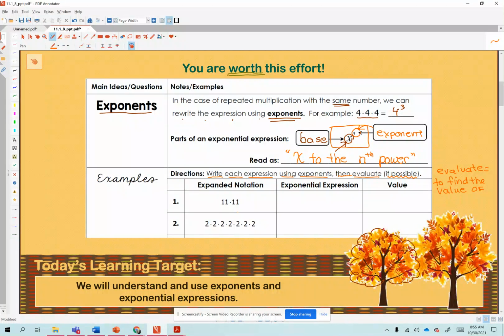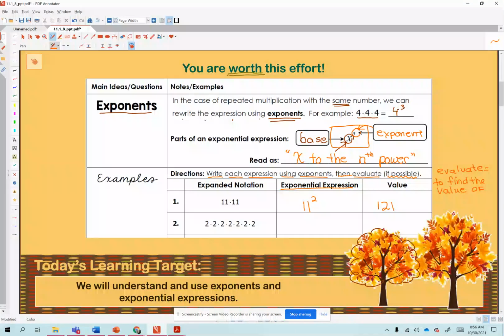So if I have 11 times 11 as an exponential expression, I will write that as 11 to the second power. Now, what is 11 times 11? You might need to use the calculators on your computers for this, or you can do it longhand, but 11 times 11 equals 121.